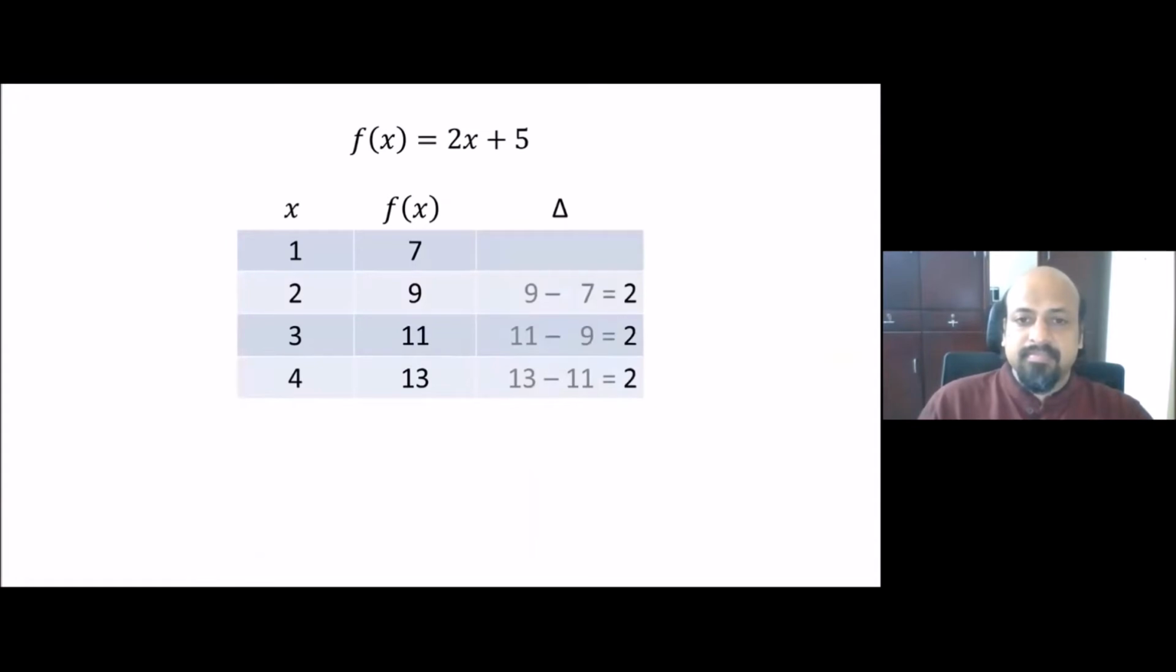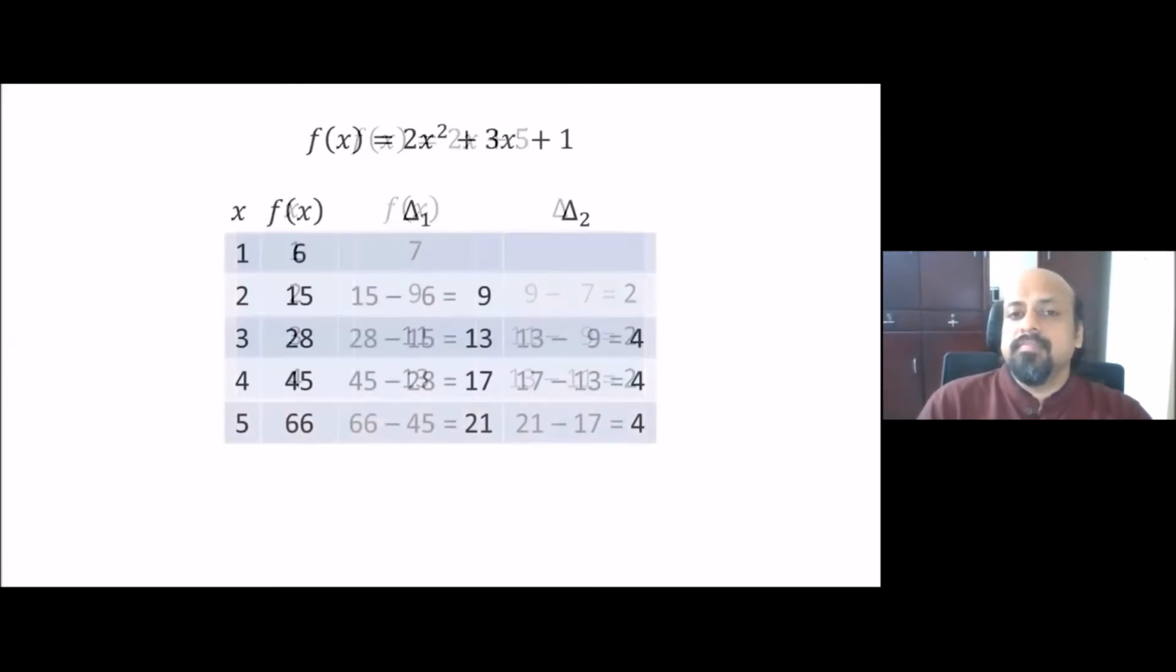Notice that if we take the difference of any two consecutive rows in this table, we always get the same value, in this case, the value 2. A similar thing holds for second-degree polynomials, like f of x equals 2 times x squared plus 3 times x plus 1, except that now we have to compute two columns of differences before we get a constant value.